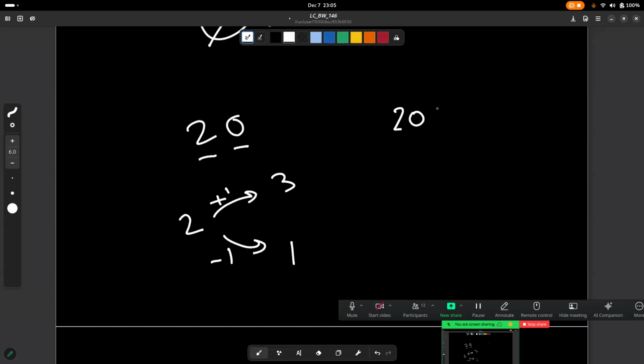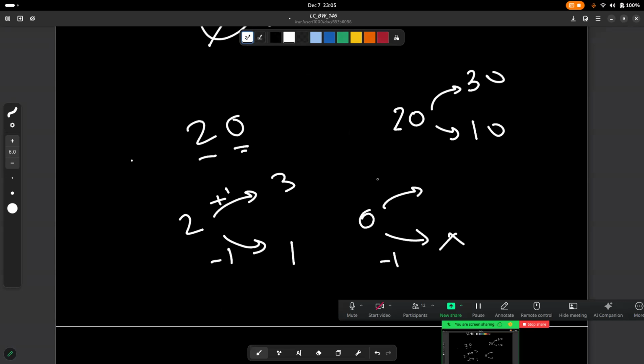So from 20, I can go to increment 2, go to 30, decrement 2, go to 10. That is where I came from. Or I have the second digit, which is 0. Again, I cannot decrement this guy because that will make it go to negatives, but I can increment it to make it go to 1. So from 20, I can go to 30, 10, or 21.